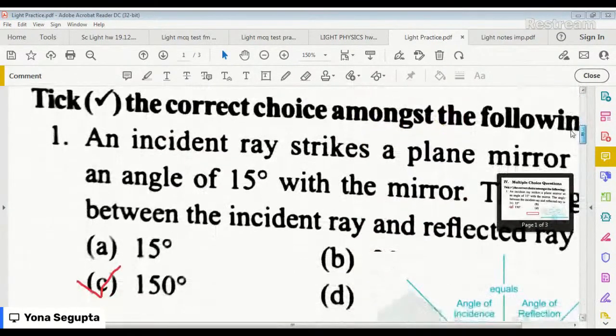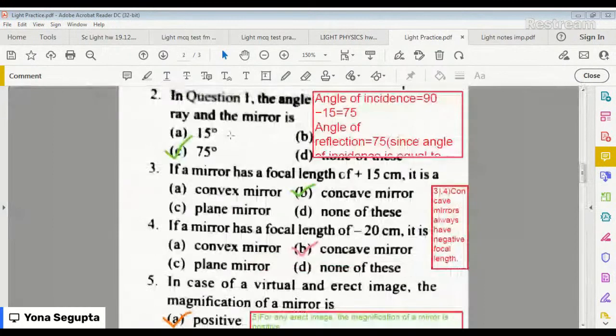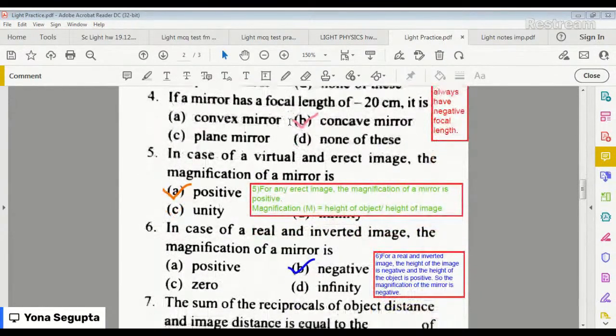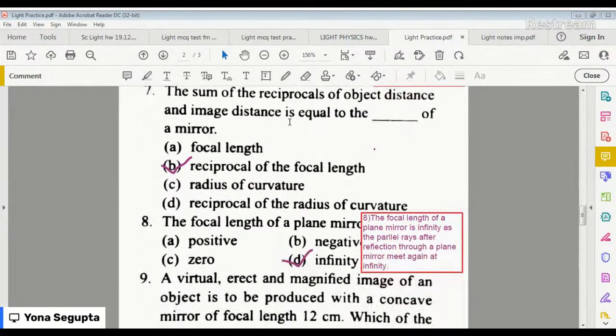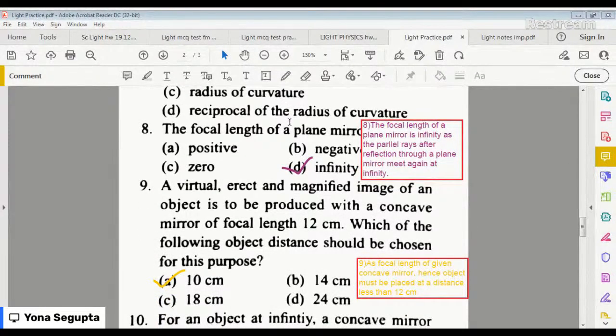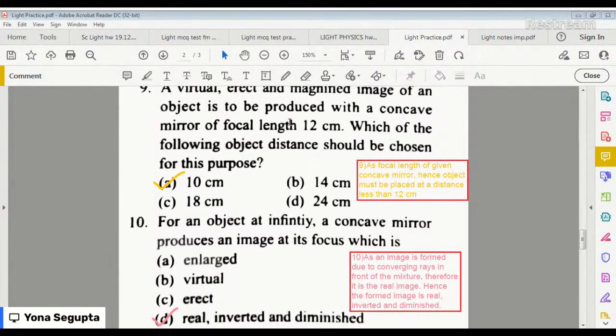So again the answers are: 1C, which is 150; 2C, which is 75; 3B, which is concave mirror; 4B, which is concave mirror; 5A, which is positive; 6B is negative; 7B is reciprocal of the focal length; 8D, which is infinity; 9A, which is 10 centimeter; and 10D, which is real, inverted, and diminished.